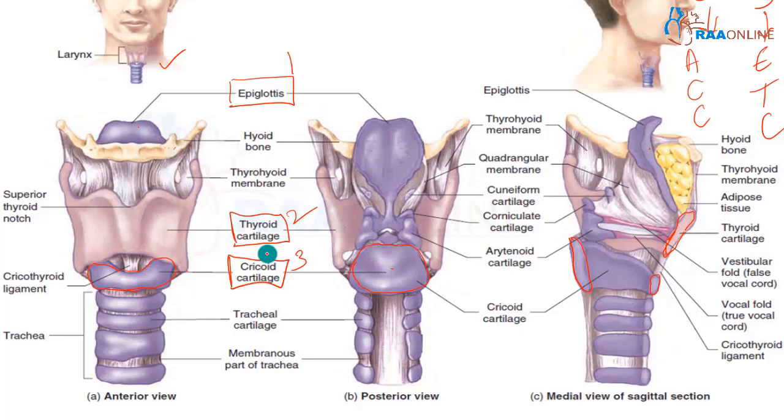Coming to paired cartilages of the larynx. Where are the paired cartilages? See, this is the arytenoid cartilage, which is visualized on the posterior aspect of the larynx. This is the arytenoid cartilage.